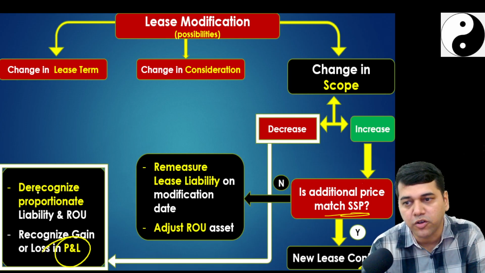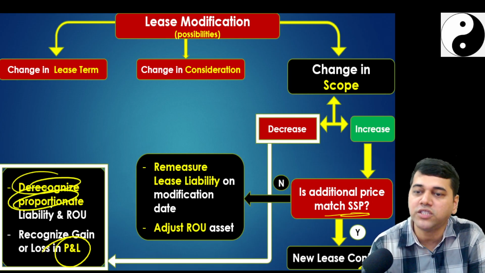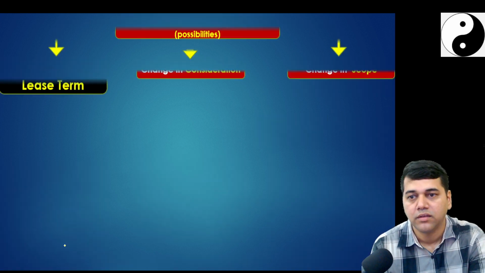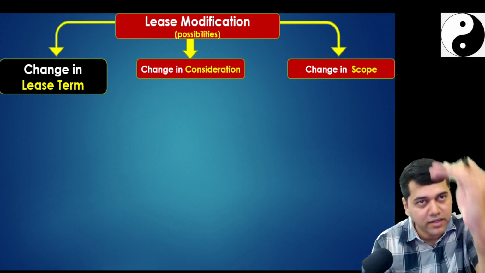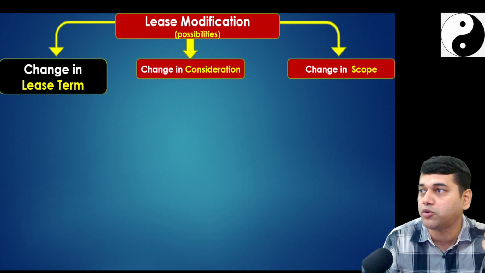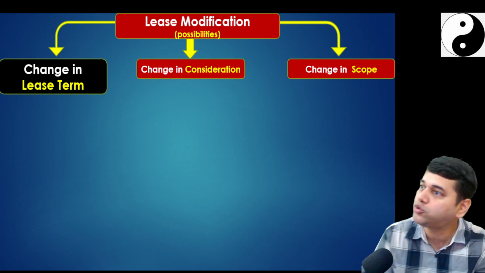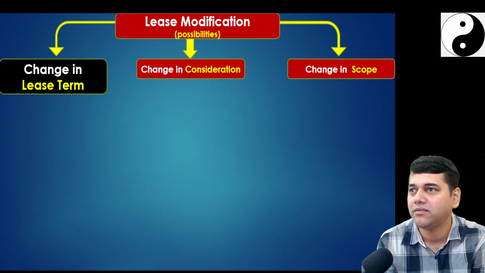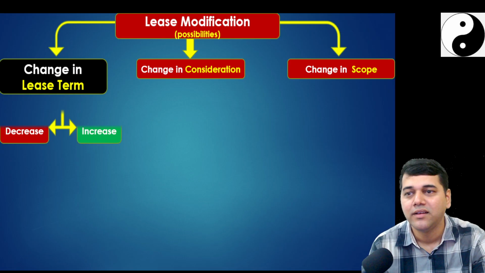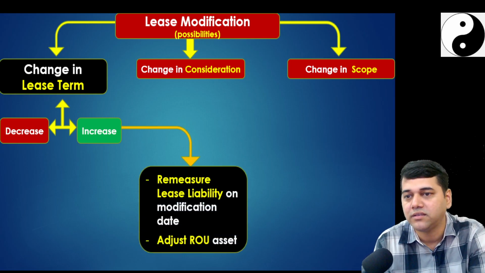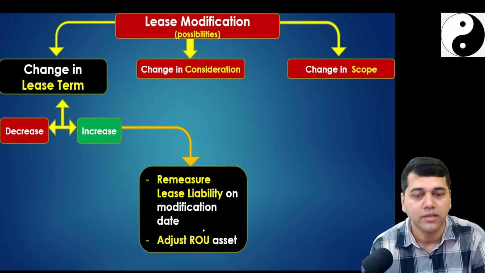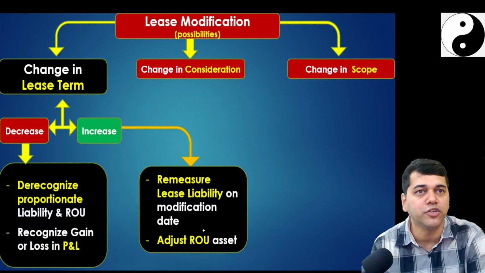Why this decrease? Because you have to de-recognize both ROU and liability, and this difference is P&L. Increase is not a problem, decrease is the only problem. Why? Because what goes out is a book value or a proportionate book value. Increase, I don't have any problem. You just go on adding, no P&L comes. Decrease only gives you P&L. Change in the term, increase, go on adding, remeasurement. Decrease, P&L comes into picture.